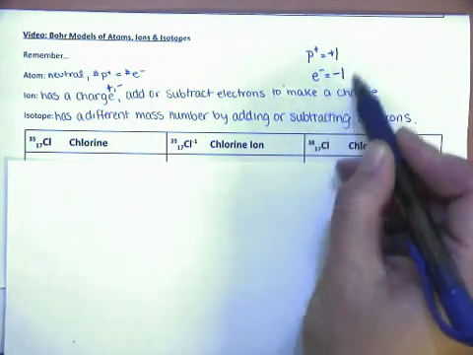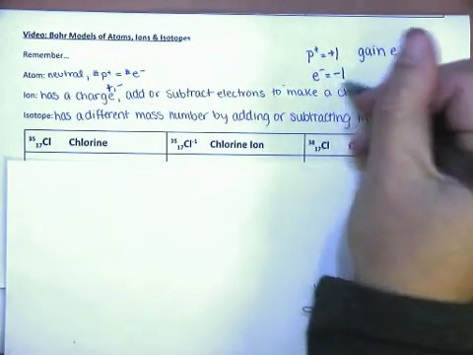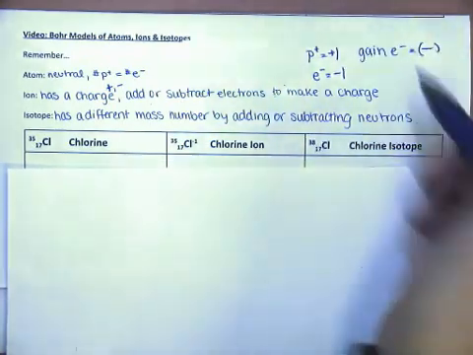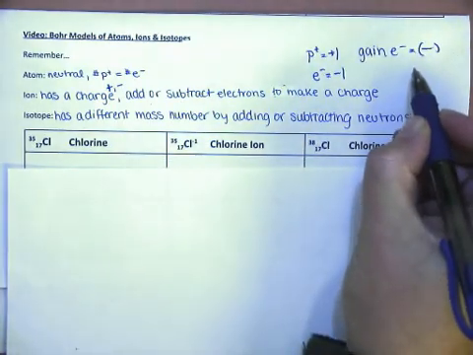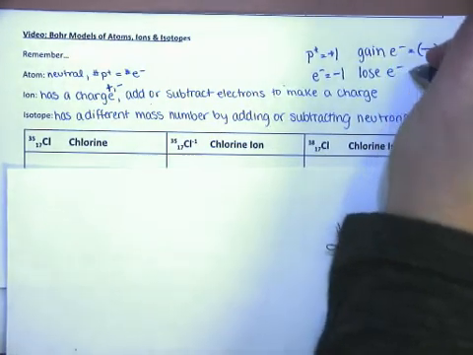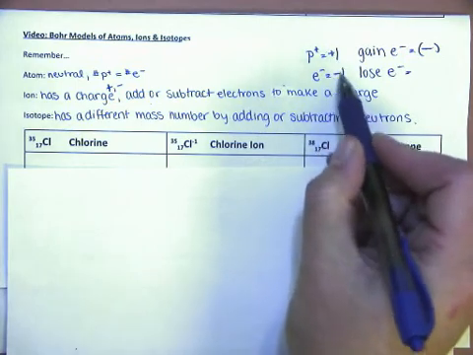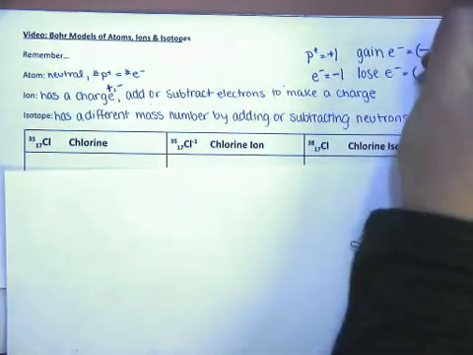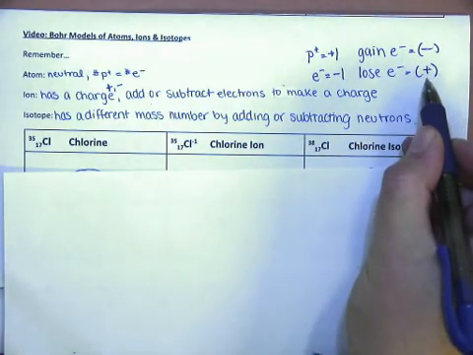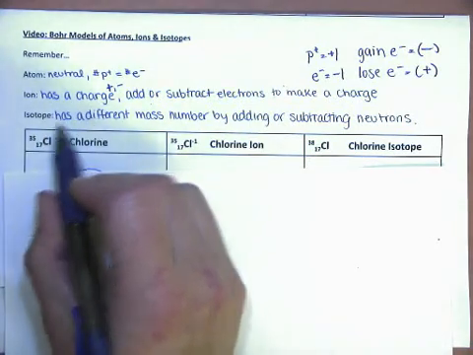But if I start to gain electrons, I'm going to have more negative than positive, so that makes my overall atom negative, a negative ion, which is an anion. If I lose electrons, I have more positive protons than my negative electrons. That makes the overall charge of my atom suddenly become positive, turning it into an ion also called a cation. So ions have a charge.